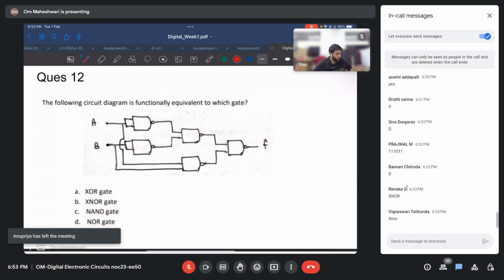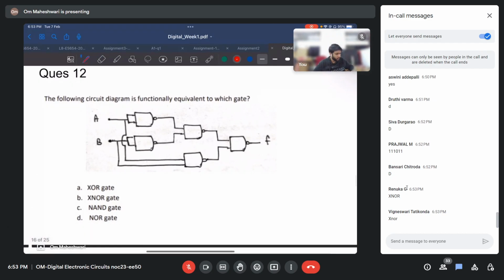XNOR. Okay. So here we have a single input NAND gate. If we give A as input, we'll get A bar here, and here we'll get B bar. Here inputs are A and B. Now again NAND of A bar and B bar. So A bar dot B bar whole bar. Here A dot B whole bar.